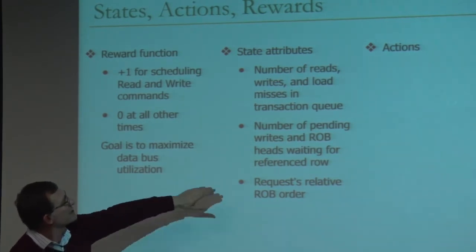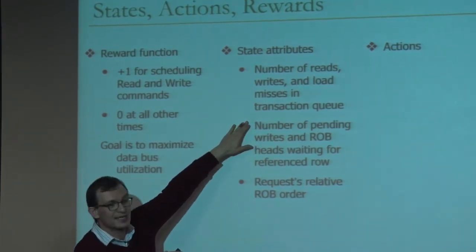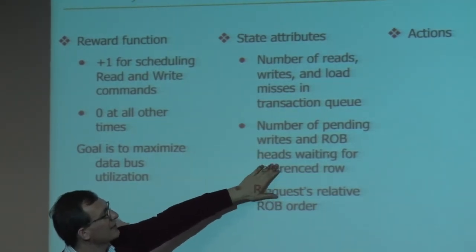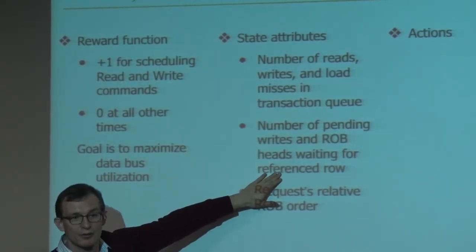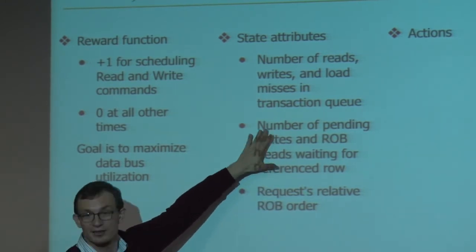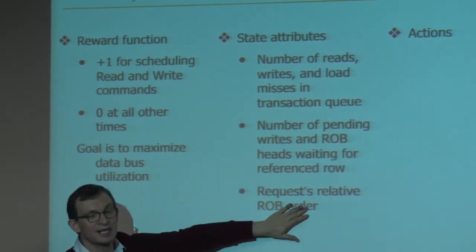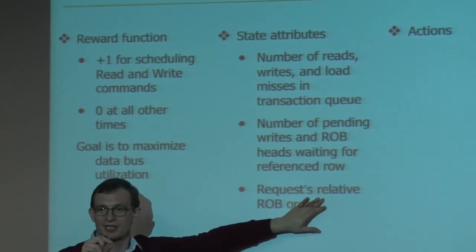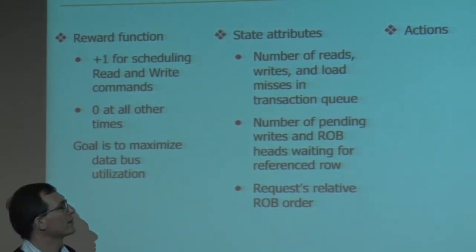It could be number of reads, number of writes, load misses in the transaction queue. So these could be input. Number of pending writes and reorder buffer heads waiting for the reference row. This tells you how critical the requests are. And request relative order in the reorder buffer, because this tells you how critical the request may be, right? Or how critical the request may become.